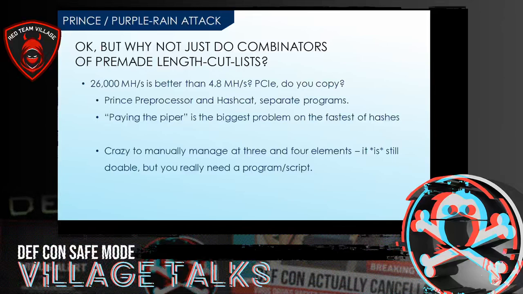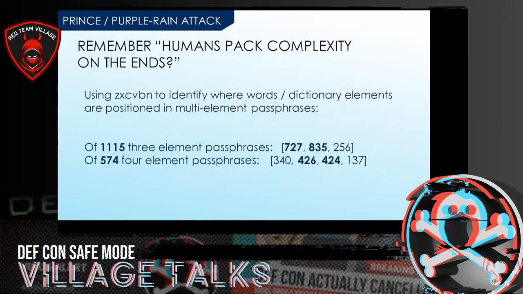Well, yes, you do have to pay the piper, and you could manage all of these attacks manually, but it gets pretty crazy to manage all the lists and combinations for 3 and 4 word elements. It's doable, but you really need another program or script, and there's a solution that circumvents this, and it comes back to one of the underlying factors. This is the positions of dictionary elements in passphrases. Larger numbers here mean more passphrases contained elements straight out of a dictionary in that position. And there is one heck of a disparity between the last position in a passphrase and the rest of a passphrase. Because humans pack complexity on the ends. Mostly the end, sometimes in the beginning, extremely rarely in the middle.